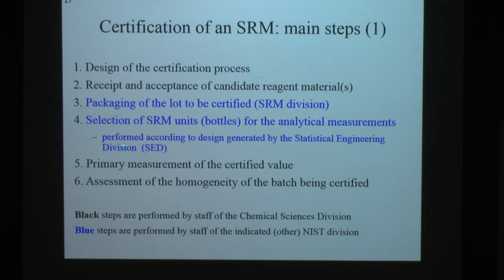Then after you do all this, from the bottles that have been pulled from the batch, you make the primary measurement, for this case the electrochemical measurement, to determine the certified value that is going to be assigned to the SRM, and either from the scatter of these primary measurements you get the homogeneity of the batch, or sometimes you make a separate measurement of different subportions to determine the homogeneity.